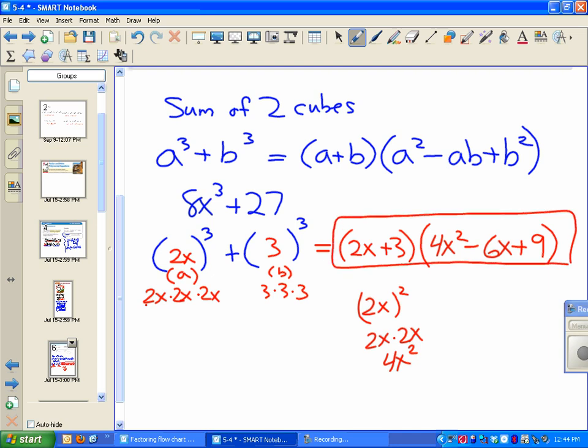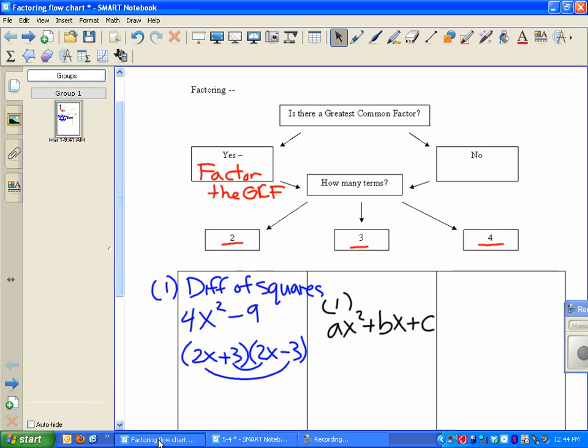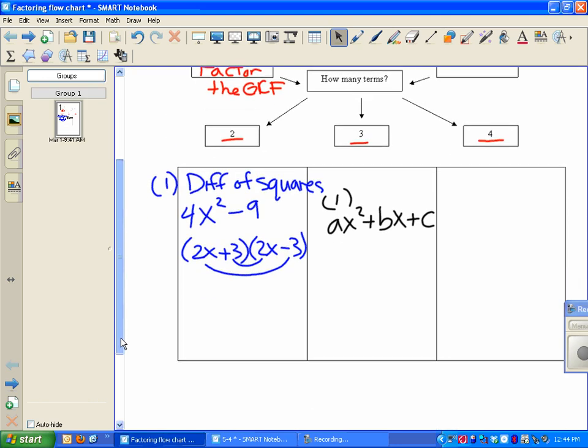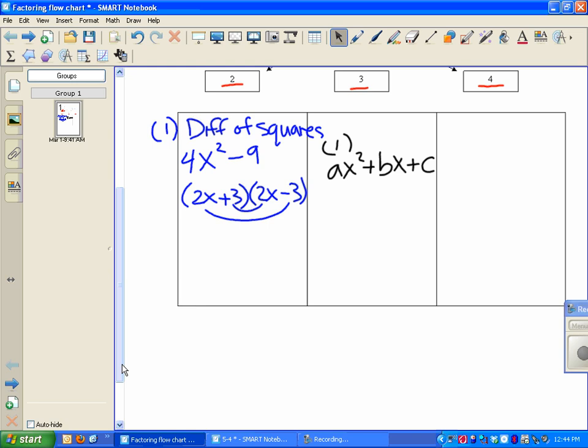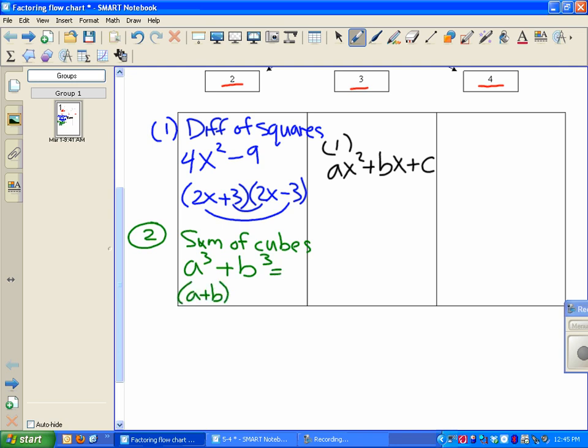Okay. So let's go back to our factoring chart and write that down. So two terms, you're either looking for a difference of squares, and now you're also looking for a sum of cubes. And so our formula is a cubed plus b cubed factors into a plus b, so same sign, and then a squared, opposite sign, minus ab plus b squared. And while you have your sheet out, we'll do an example, but let's add in also the difference of cubes.